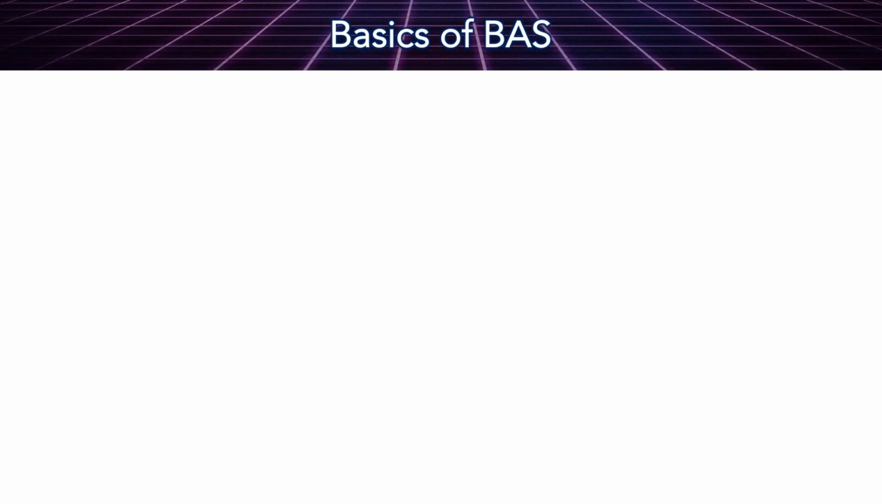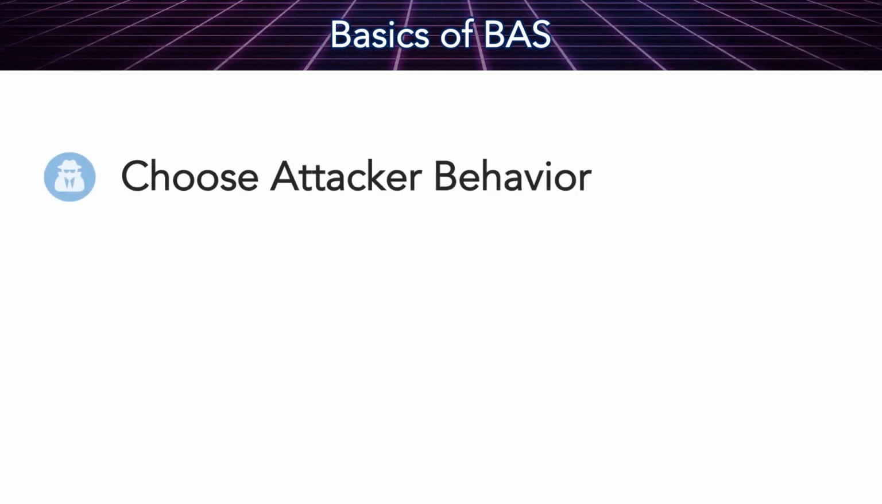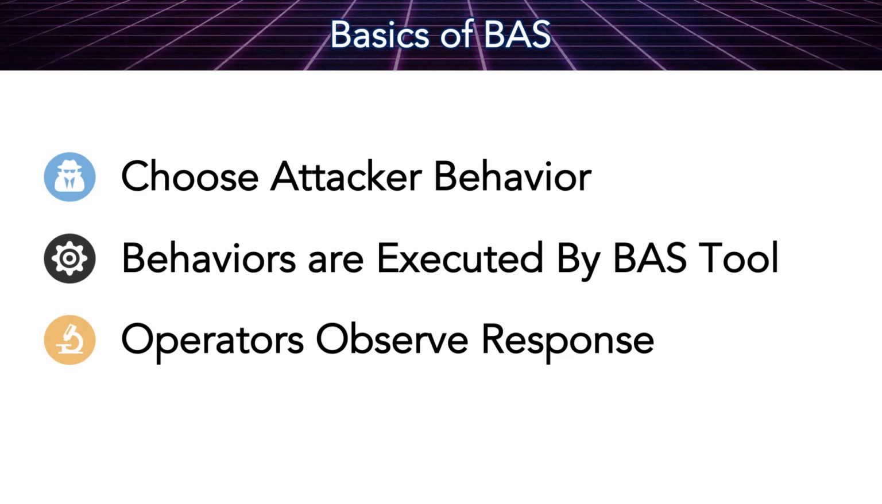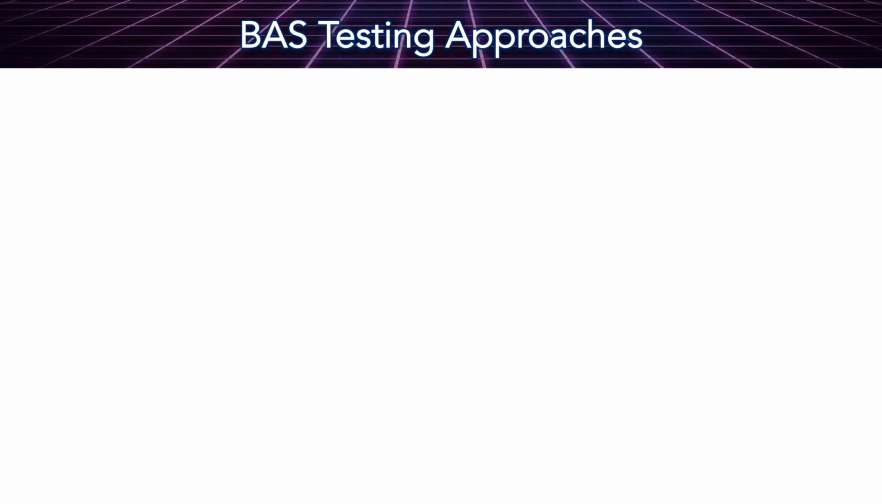The general idea between breach and attack simulation tools is similar. The organizations can choose attacker behaviors they want to see executed in their environment. The BAS tools execute those behaviors or emulations. Then operators observe the response from their security controls. Now, how these ideas are implemented and additional features provided vary from vendor to vendor, along with the BAS test transparency, which can also vary from solution to solution.